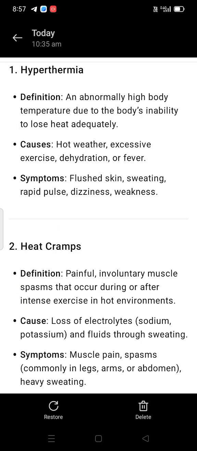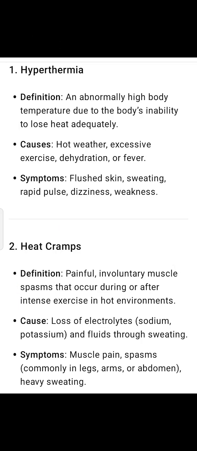Now according to the syllabus, let's see what is hyperthermia. Hyperthermia, an abnormally high body temperature due to body's inability to lose heat adaptively. When our body temperature becomes very high, that's hyperthermia. How does it happen? Like in hot weather our body becomes very warm and the body cannot regulate the heat.